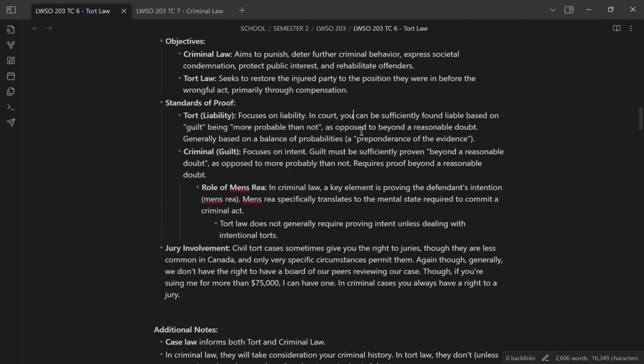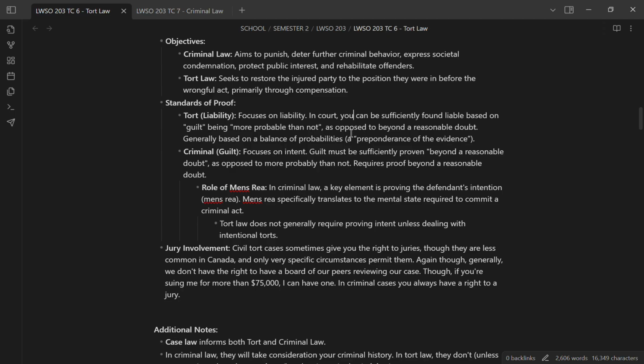Mens rea plays a big role in criminal law. We'll get into that in the next chapter. But mens rea is essentially about defining the mental state required to commit a criminal act. And in criminal law, a key element is proving the defendant's intention to commit that criminal act. It's about proving mens rea. Tort law doesn't generally require proving intent, unless dealing specifically with intentional torts, and we'll get into that.